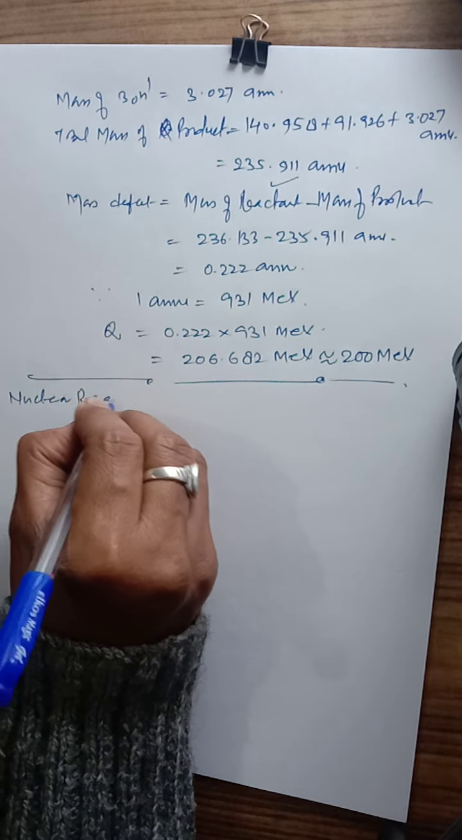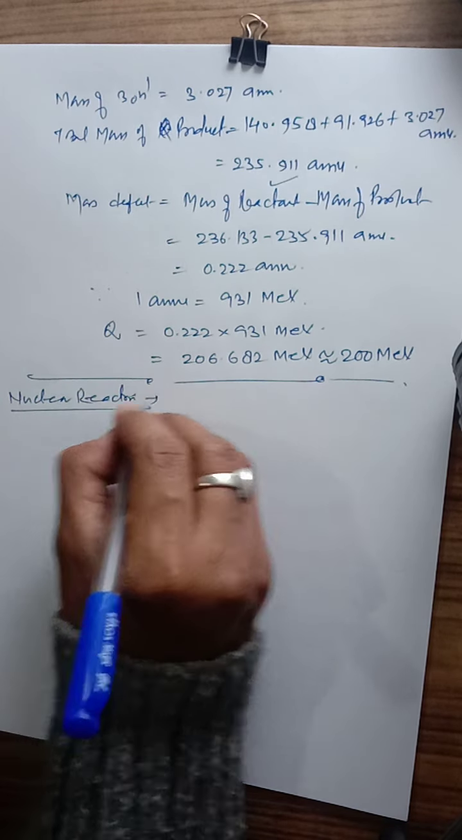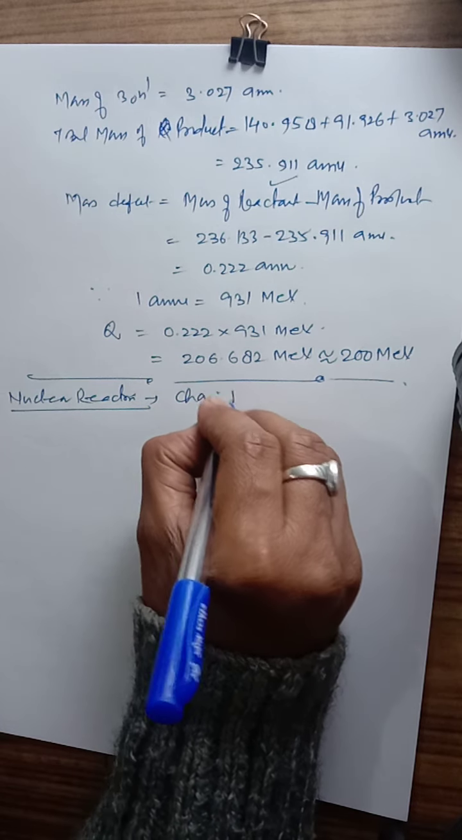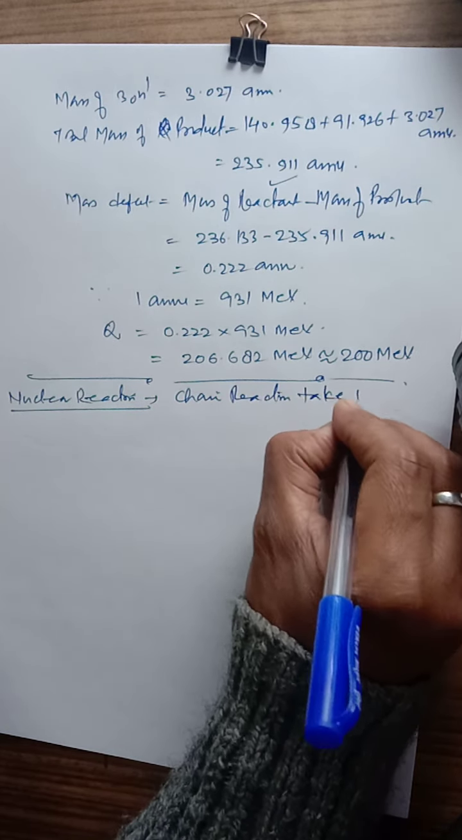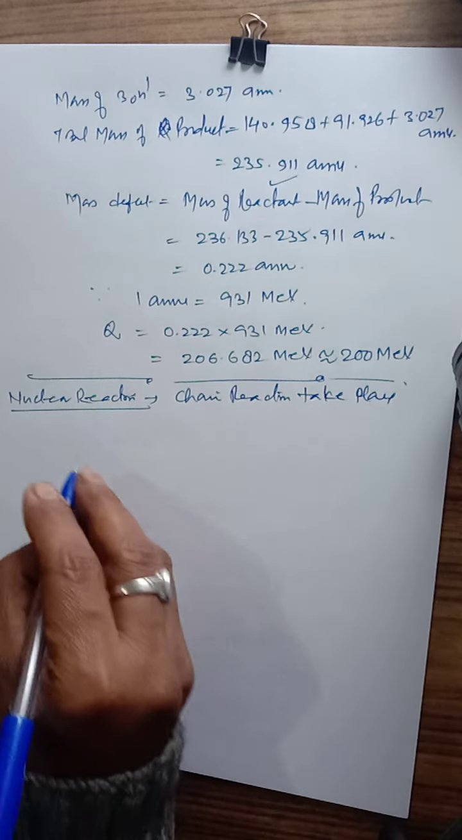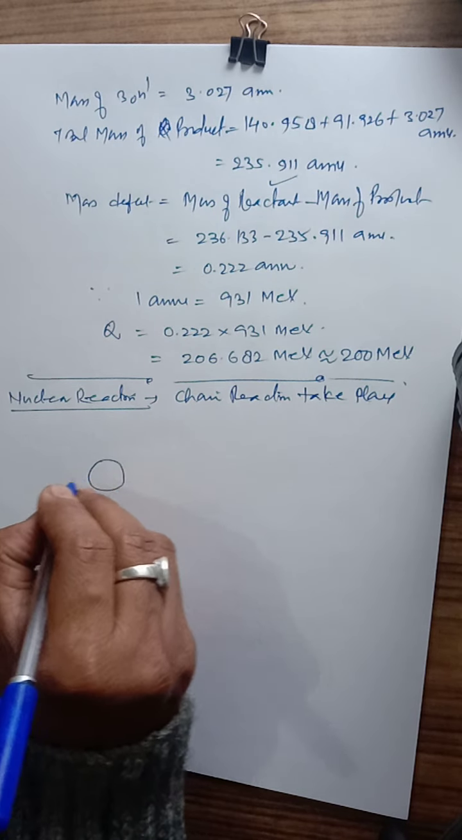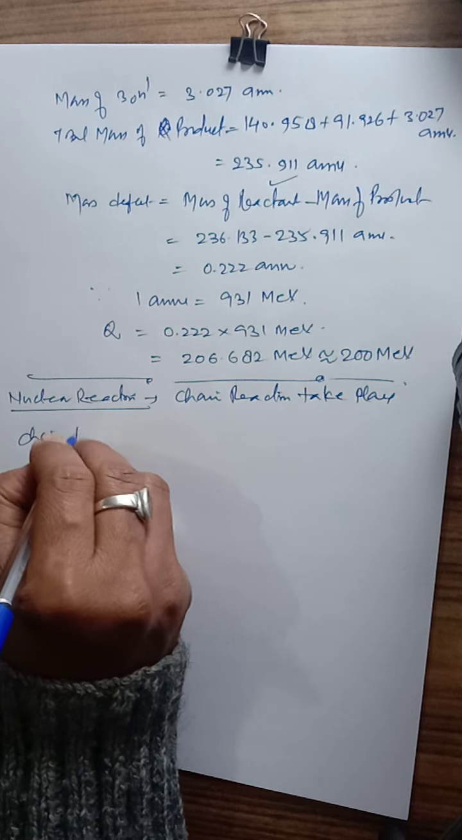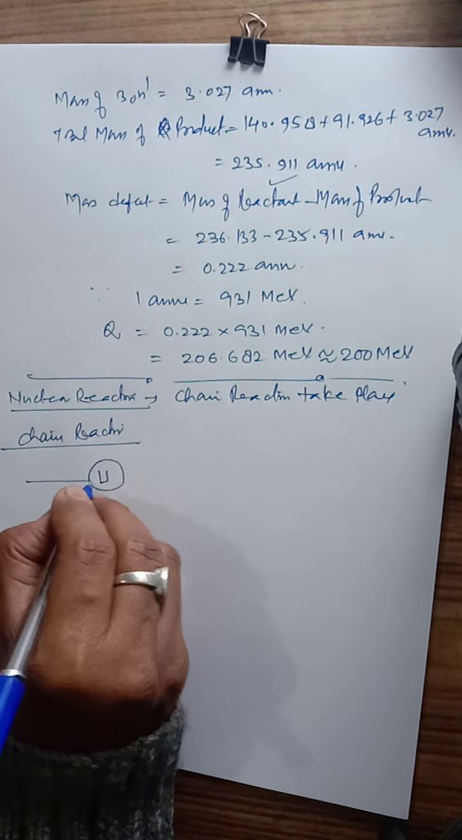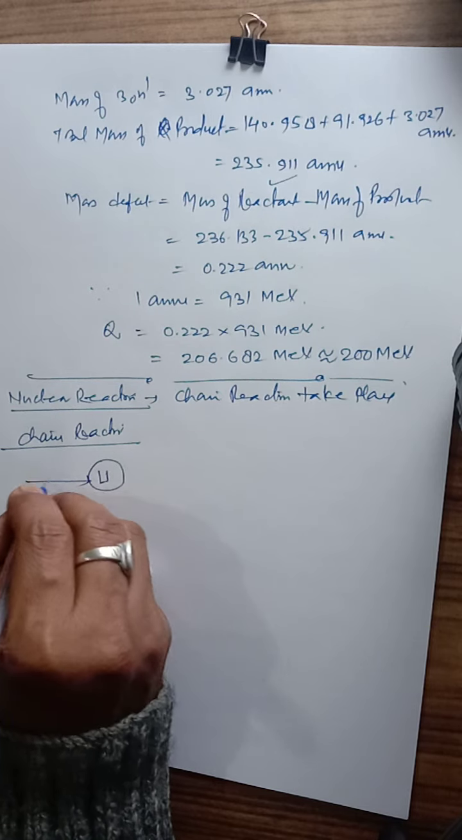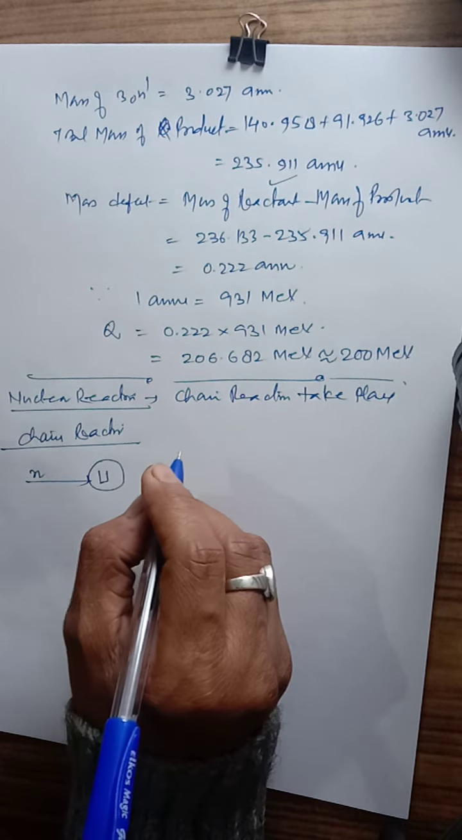Now the one topic is the nuclear reactor. In a nuclear reactor, the chain reaction takes place. What does it mean? Suppose this is uranium, we hit one neutron. So what is going on then?